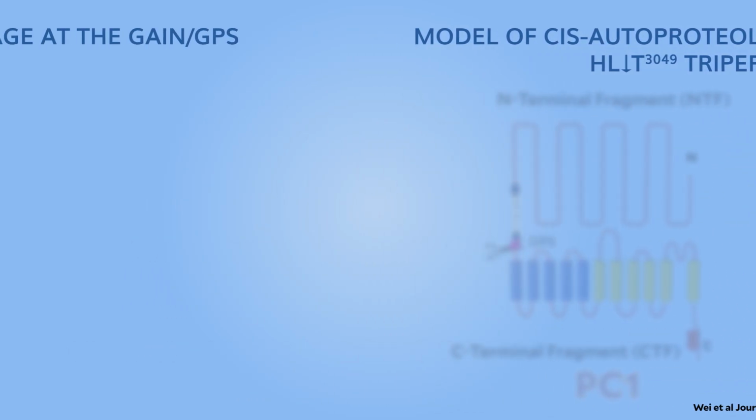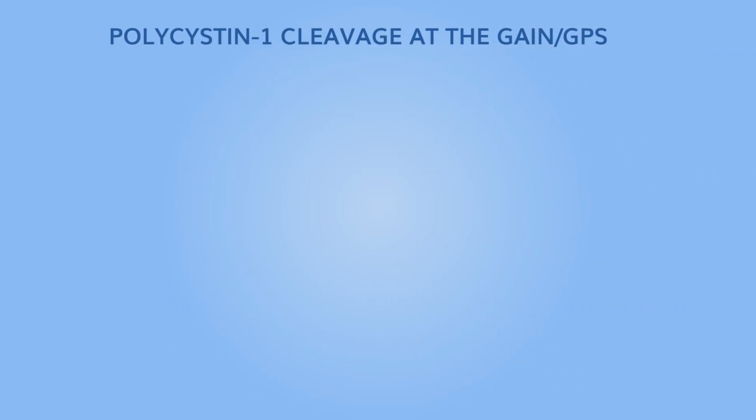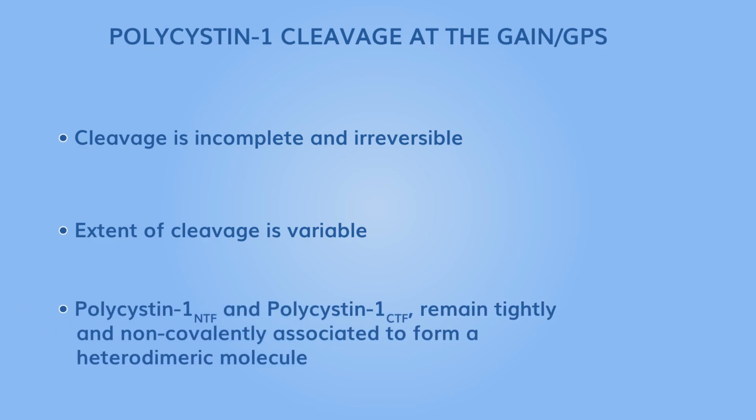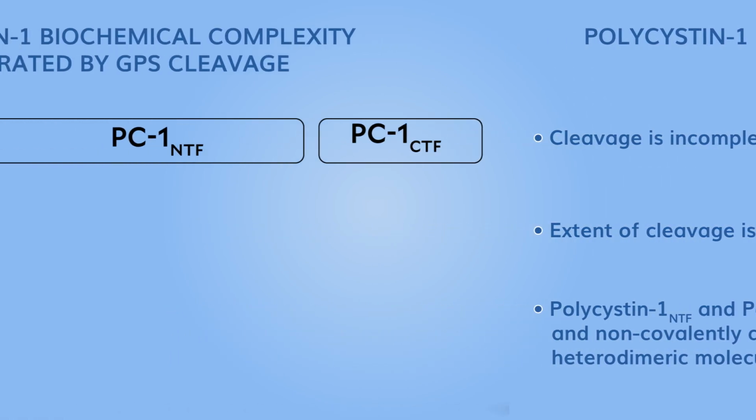It's important to emphasize that polycystin-1 proteolytic cleavage is incomplete, irreversible, and the extent of cleavage is variable. After cleavage, the two resulting fragments, polycystin-1 NTF and polycystin-1 CTF, remain tightly and non-covalently associated to form a heterodimeric molecule. In summary, GPS cleavage generates biochemical complexity of polycystin-1 molecules, which in turn complicates protein analysis.